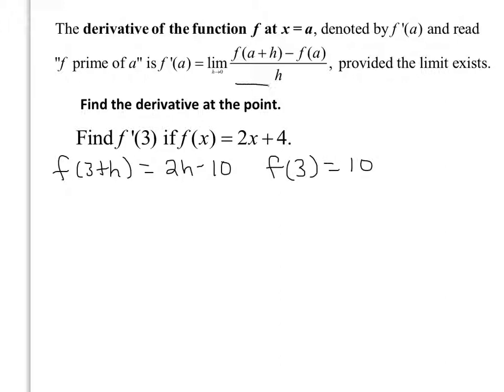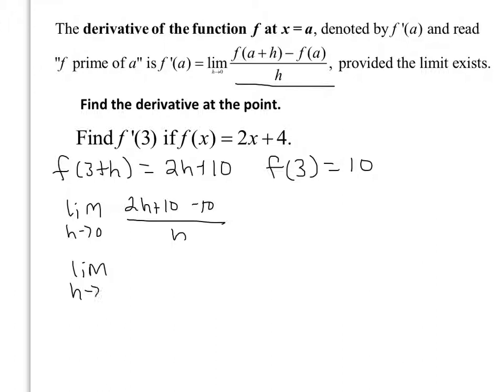So now we need to set this up. You say the limit as h approaches 0 of 2h plus 10 minus 10 divided by h, as h gets closer to 0. Well, that's the limit as h approaches 0 of 2h over h, which cancels. So the limit is 2.